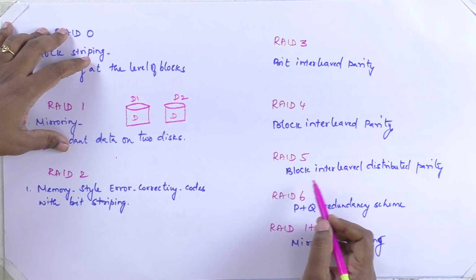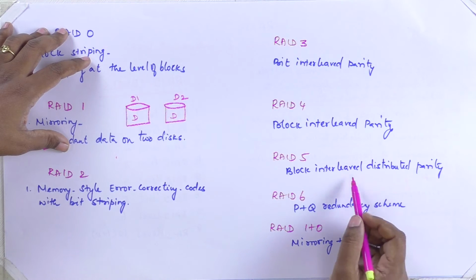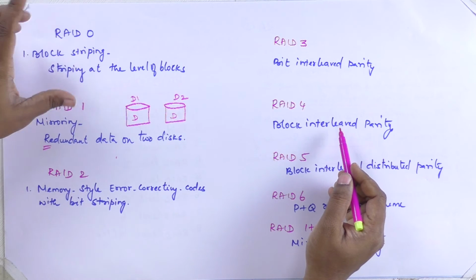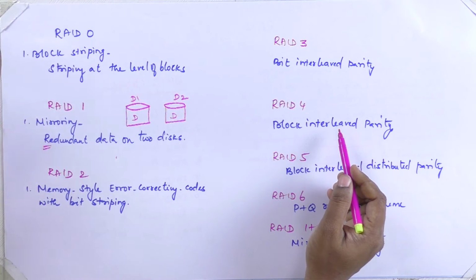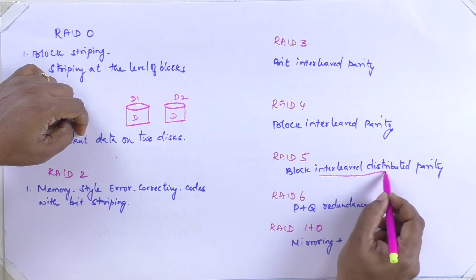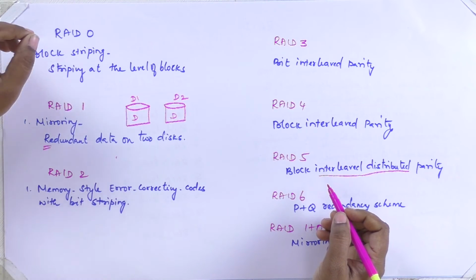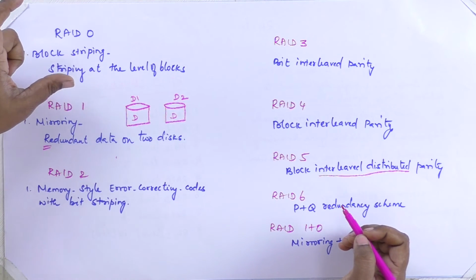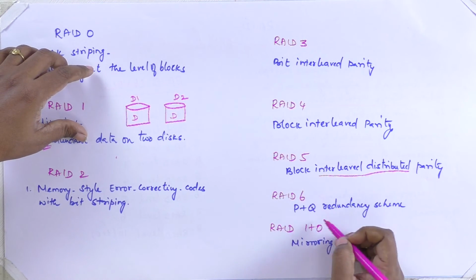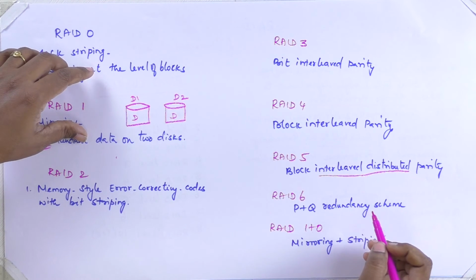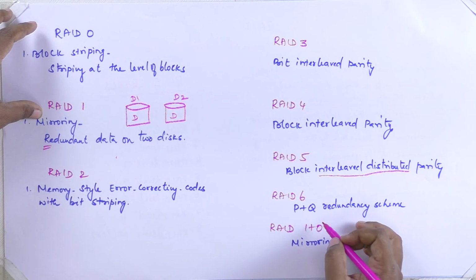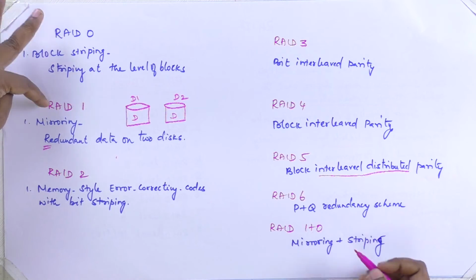RAID 5 is block interleaved distributed parity, where the parity bit is distributed between the disks. In case of block interleaved parity, the parity bits are stored in one disk, and that disk has all the parity bits. Whereas in case of block interleaved distributed parity, the parity bit is distributed on all the disks. Level 6 is the P plus Q redundancy scheme, which is also a redundancy technique used like mirroring to improve reliability. RAID 1 plus 0 is nothing but mirroring and striping.